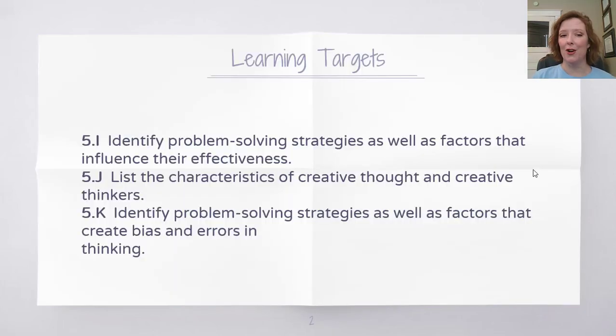We have a few learning targets today. We're going to be able to identify problem solving strategies as well as factors that influence their effectiveness. We're going to be able to list the characteristics of creative thought and creative thinkers, and we're going to be able to identify problem-solving strategies as well as factors that create bias and errors in thinking. If you haven't done so already, go ahead and grab your notes and let's get started.